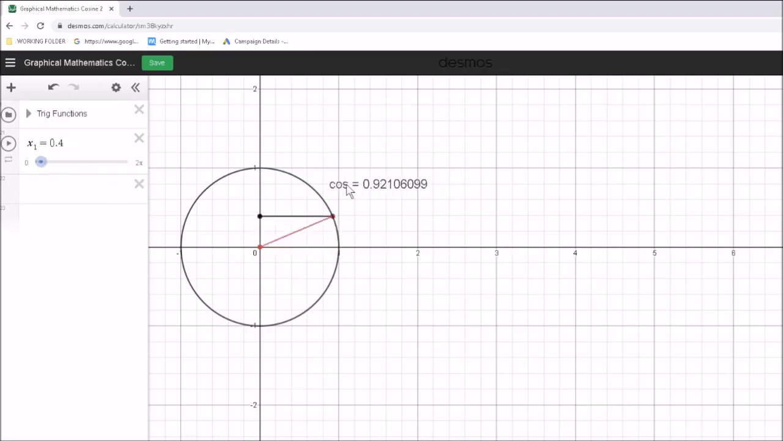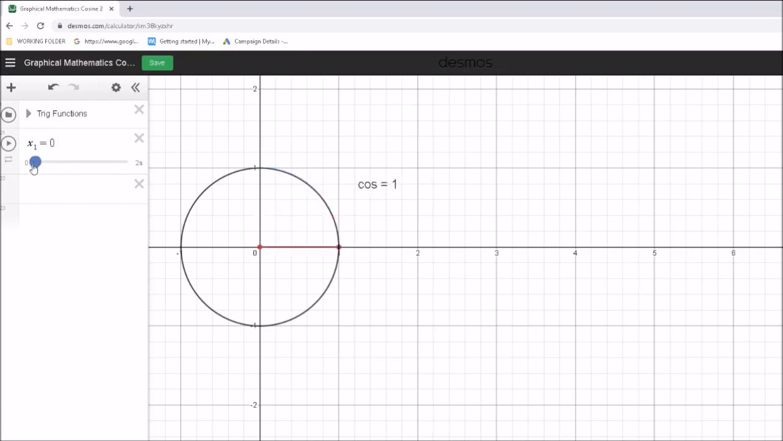So the cosine function is going to be given by this length here divided by that length there. Now this length here is the hypotenuse, and in this particular example that's going to be a value of 1, so it's just the radius of that circle. So the cosine function then is just going to be this height here, so it's x upon 1, it's just a value of x. So let's move this along and you can see the function as it gets generated.